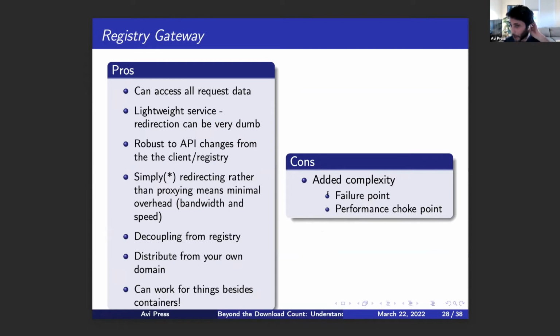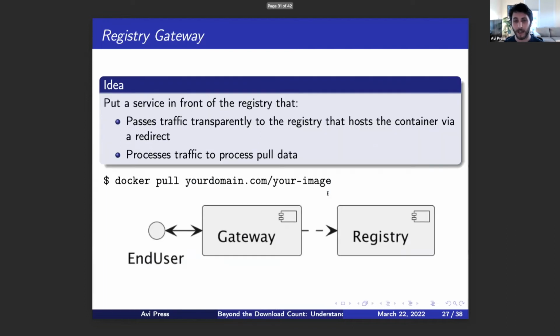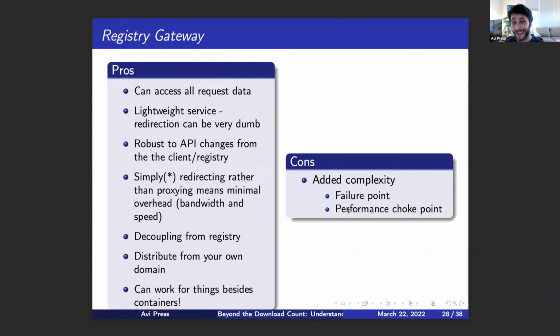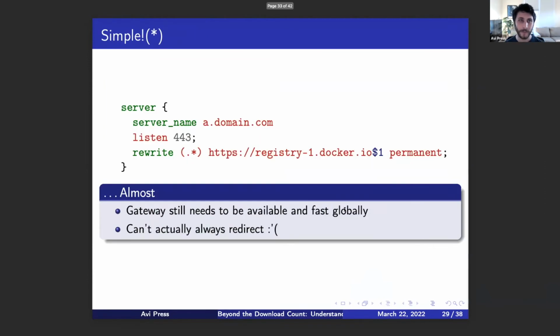No plan is without some drawbacks. The added complexity here is definitely a drawback. We've added a new failure point. If the gateway goes down, suddenly this first arrow is now broken. Sure, they can still go to the same registry that they were going to before, but that gateway is a breaking point. It's also a performance choke point. If that gateway for whatever reason starts to really lag, then suddenly it looks like the registry is slow, and actually it is not. But there are a lot of pros on this side to this approach.